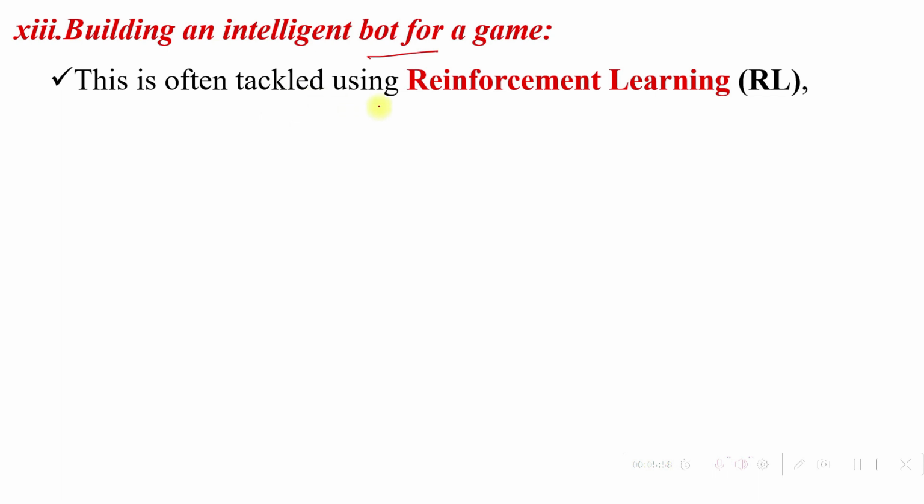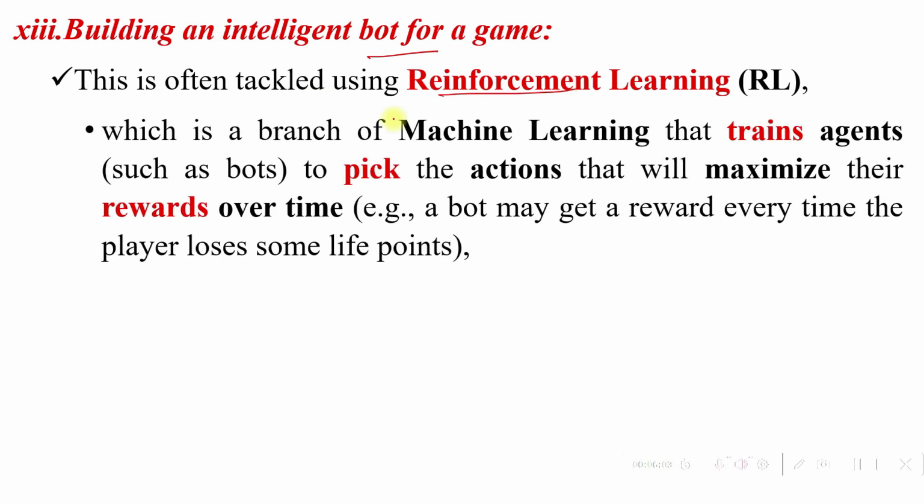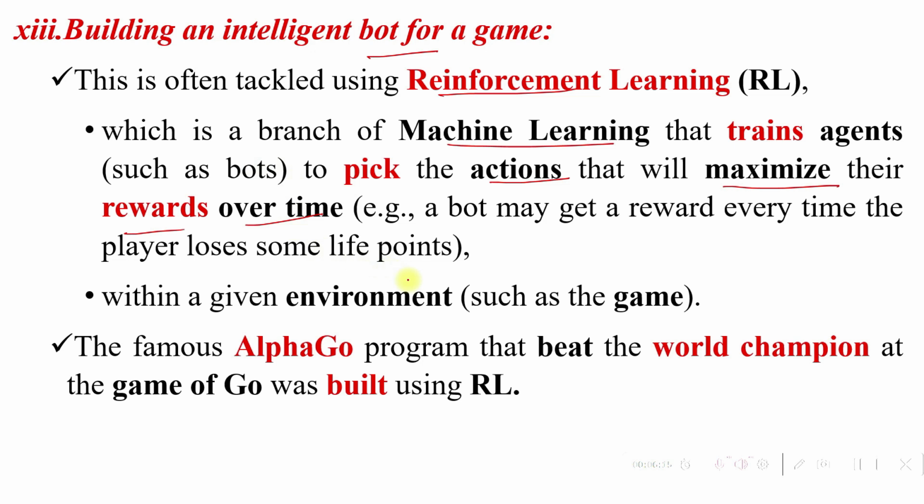Building an intelligent bot for a game. This is often tackled using the reinforcement learning approach, which is a branch of machine learning that trains agents to pick the actions that will maximize their rewards over time and within a given environment. So, for example, the famous AlphaGo program that beat the world champion at the game of Go was built using reinforcement learning.